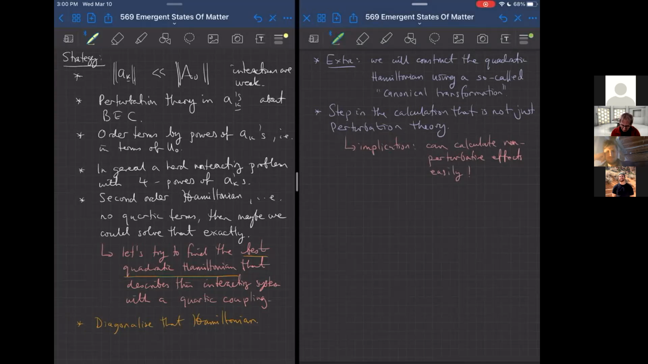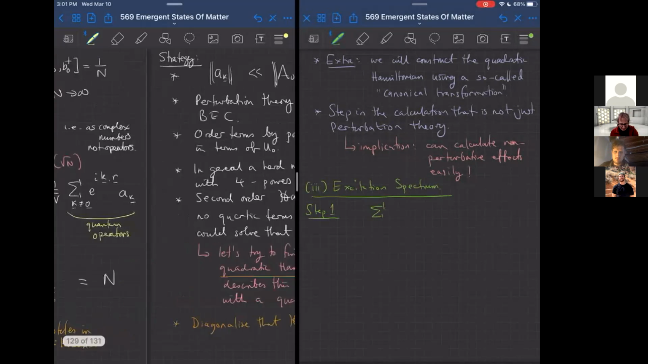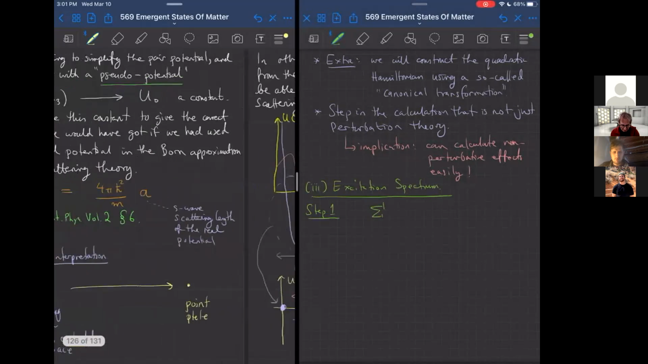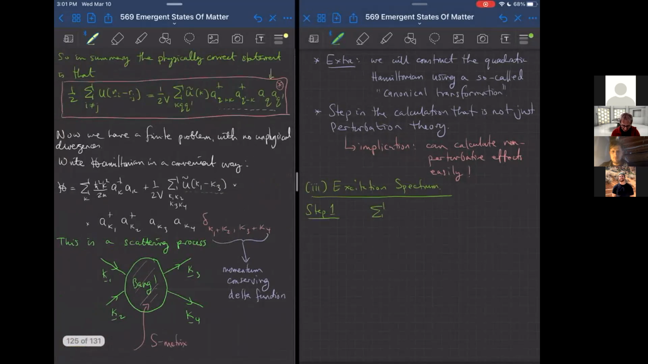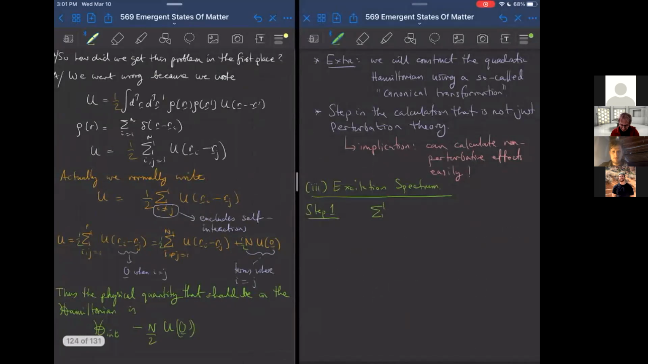So now we can go on to the next step, which is I want to compute the excitation spectrum. Okay, so let's see how we do that. So let's do this in several steps as usual. So the first step is I'm going to write down the interaction Hamiltonian, which is somewhere over here. So it has, well, this one doesn't, but where's my nice version of it?